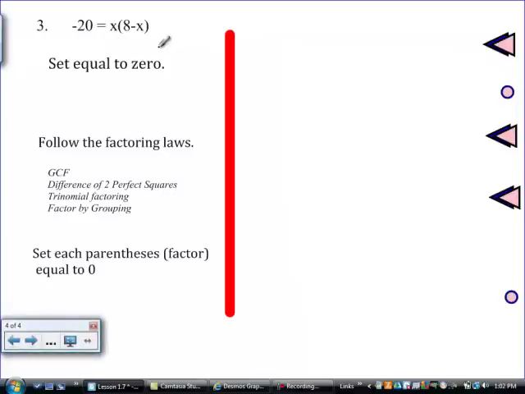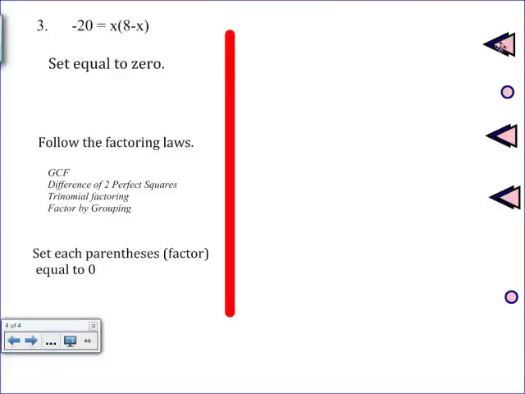All right, last problem. You know what? I'm going to take a little shortcut right here. I'm going to set this equal to 0. So the first thing I have to do is multiply my x through. So that's 8x minus x squared. And it's set equal to negative 20 right now. So I'm going to move that 20 over so that it's set equal to 0. And this is what I get.